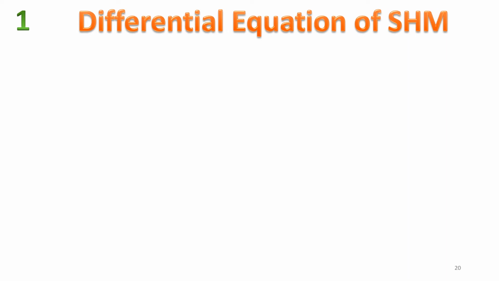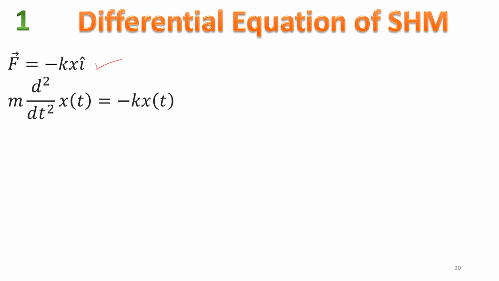Now we shall raise the differential equation of simple harmonic motion. As we have stated, force is equal to minus kx i cap. Force is prevailing along the x direction. Minus k has a significance. K is the constant of proportionality, and the minus sign, as I said, is directing the force towards the mean position.